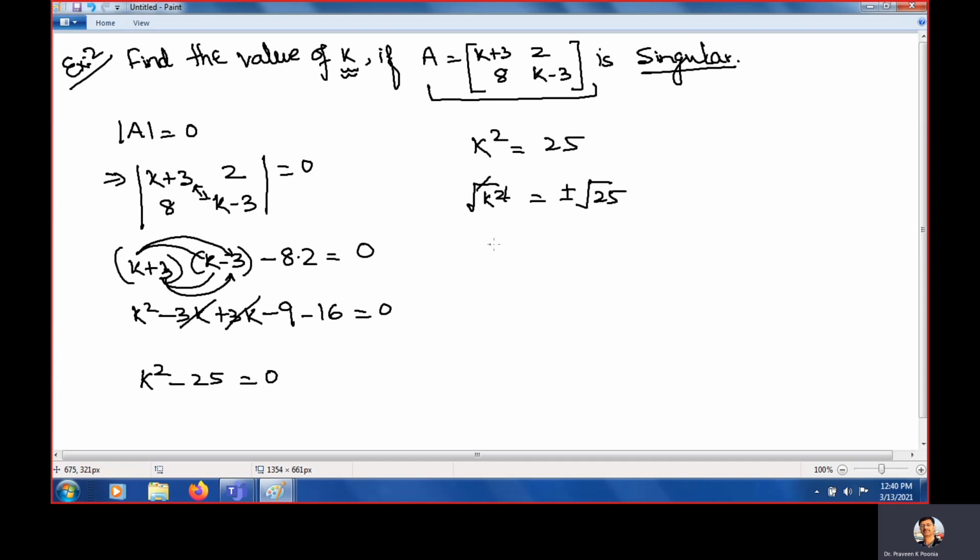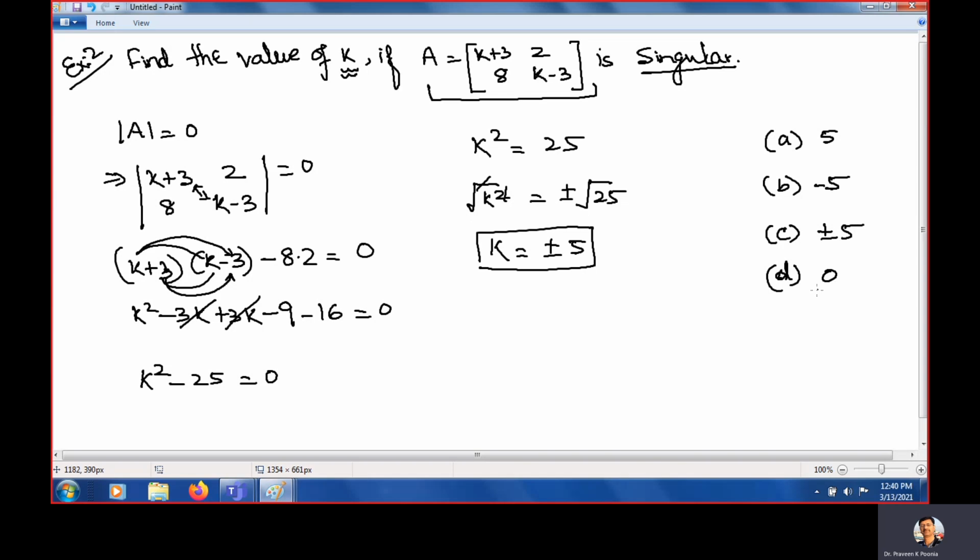So this square root is cancelled by 2. So k is equal to plus minus 5. This is the solution. The value of k is either 5 or minus 5. So if this question comes in the exam and there are 4 options given, the first option is 5, another is minus 5, another is plus minus 5, another is 0.